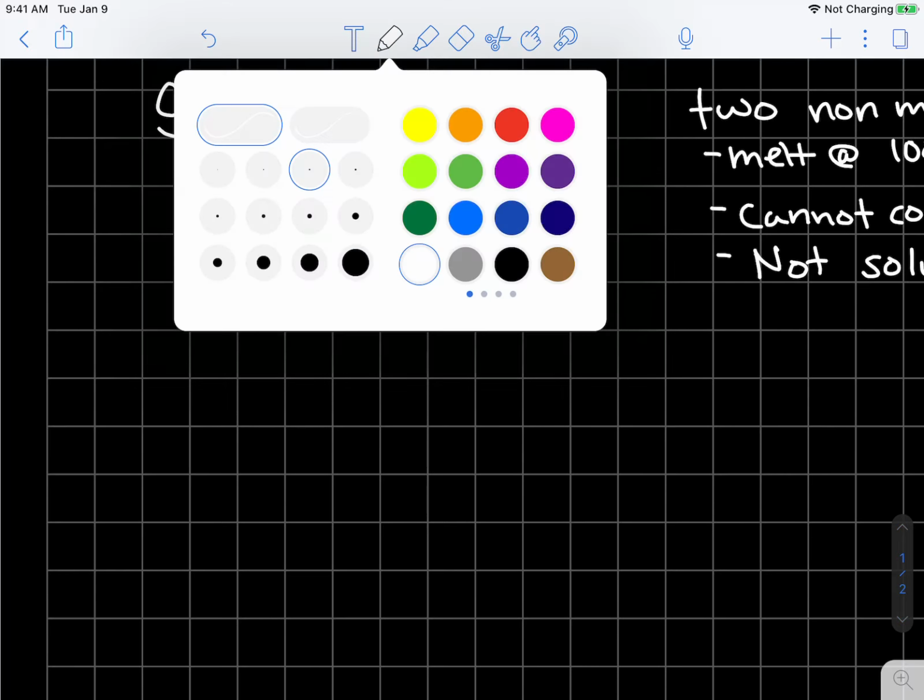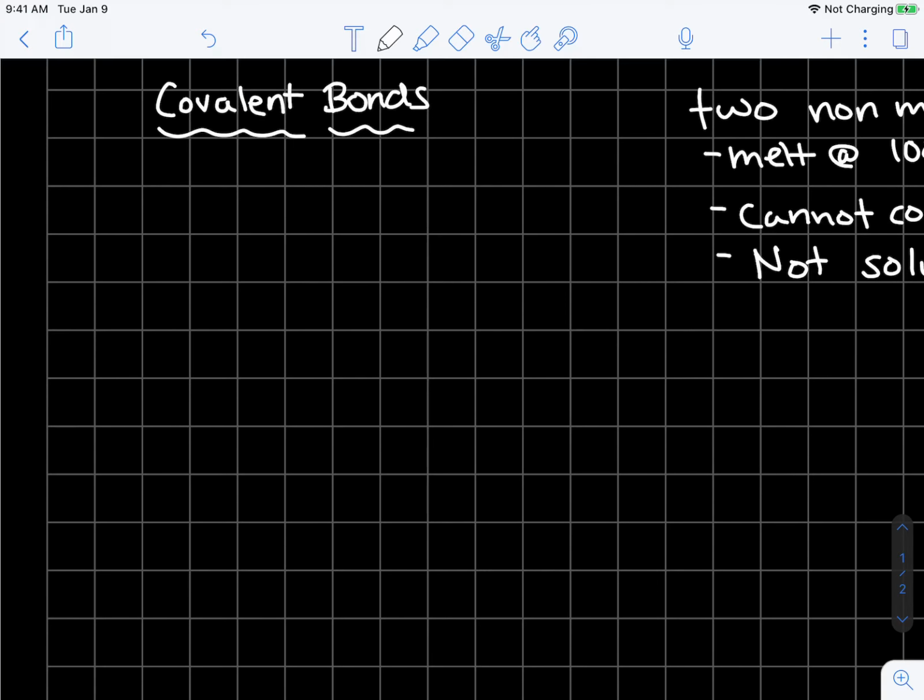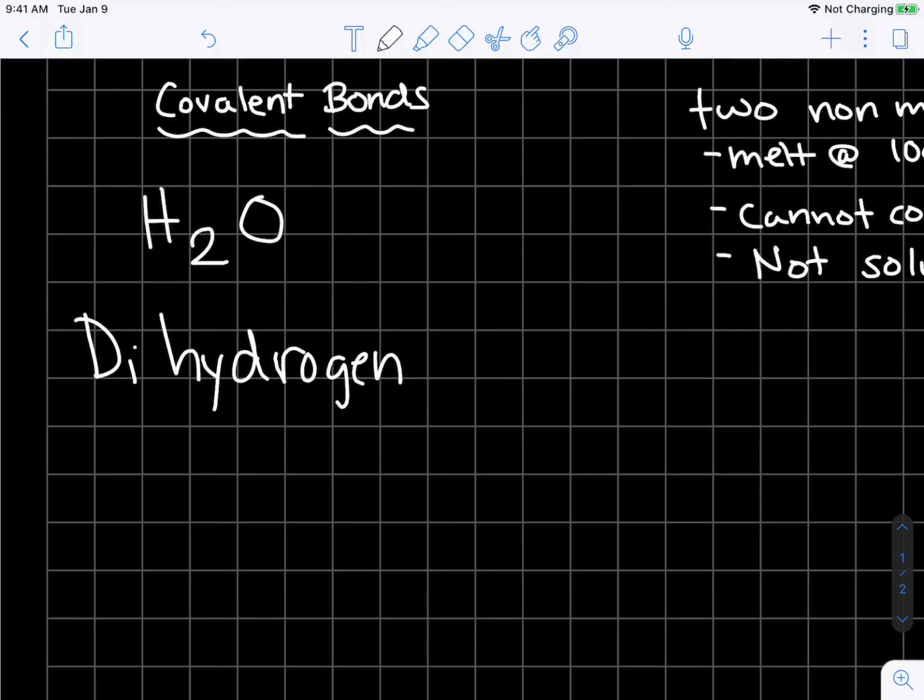Okay, so let me show you an example, one of the most famous covalent bonds that we have. That is H2O. You know it as water, but H2O in its formal name is dihydrogen monooxygen, but we don't put the O, so it's monoxygen, but we put an I at the end of it, just like we did for an ionic bond.